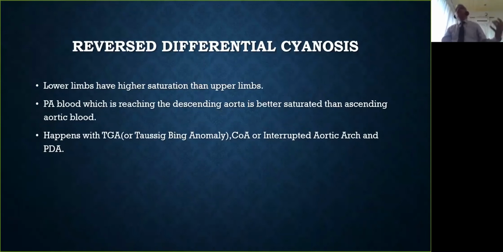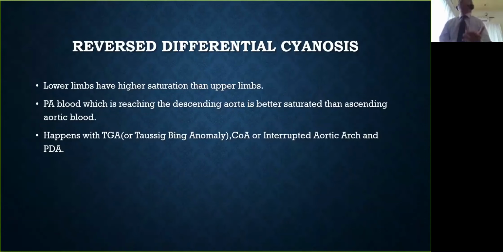And when can the ductus carry better oxygenated blood? In other words, when does PA saturation become more than aortic? You call this condition transposition. In a TGA, if there is a coarctation, the pulmonary arterial blood, mind you, is coming from the LV, it is a good saturation, it is that blood which will perfuse the lower limbs, and therefore, in a TGA with coarctation, and a PDA of course, it is the lower limbs which have a better saturation. You call this condition a reversed differential cyanosis.